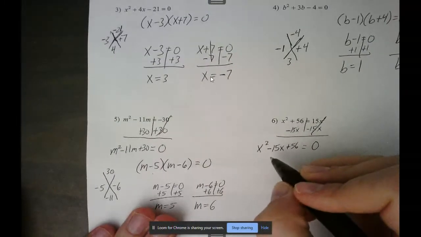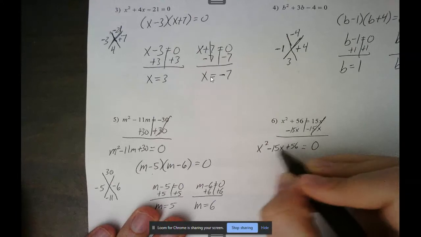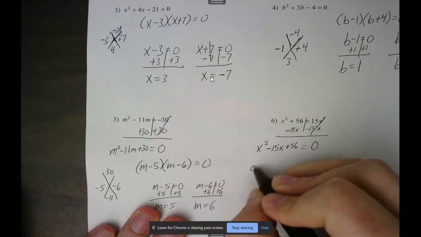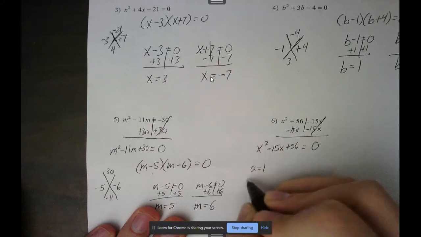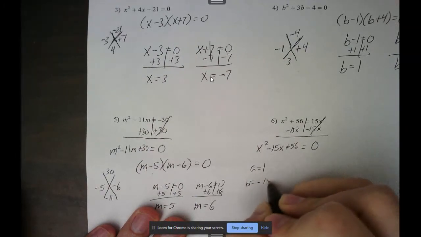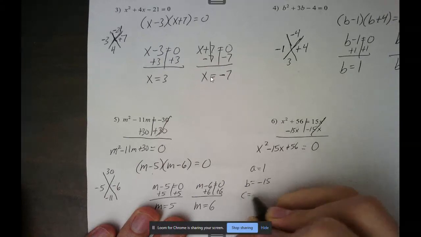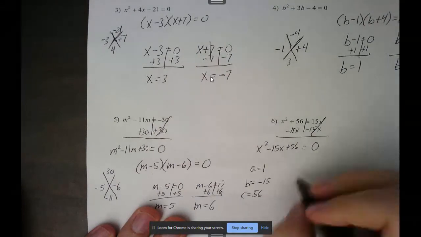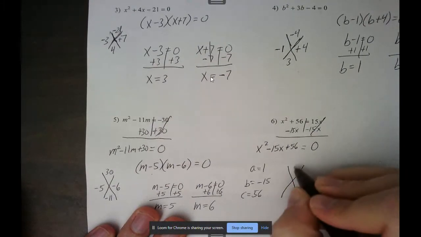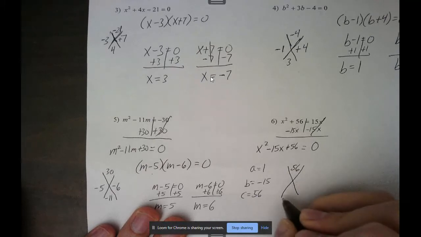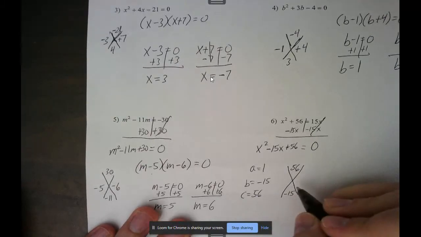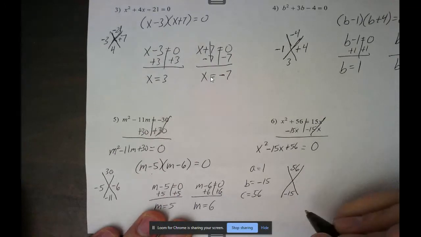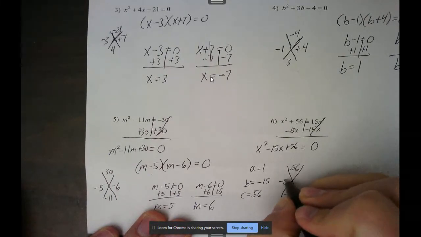All right, so Shay, if we wanted to, we could talk about what A, B, and C are here since you mentioned it. So A is 1, B is negative 15, and C would be positive 56. So that's the A, B, and C part. And that's why when we talk about the big X, Shay, we talk about C goes in the top, B goes in the bottom, and then we talk about what numbers multiply together to give you 56, but add to give you negative 15. All right? And what would those two be? Negative 8 and negative 7.